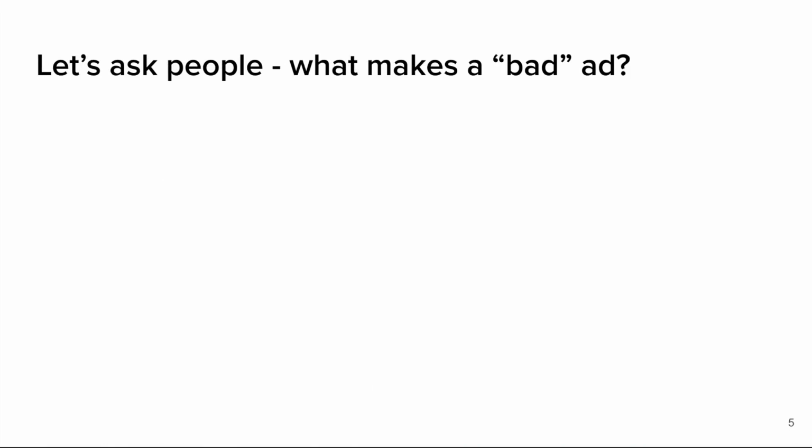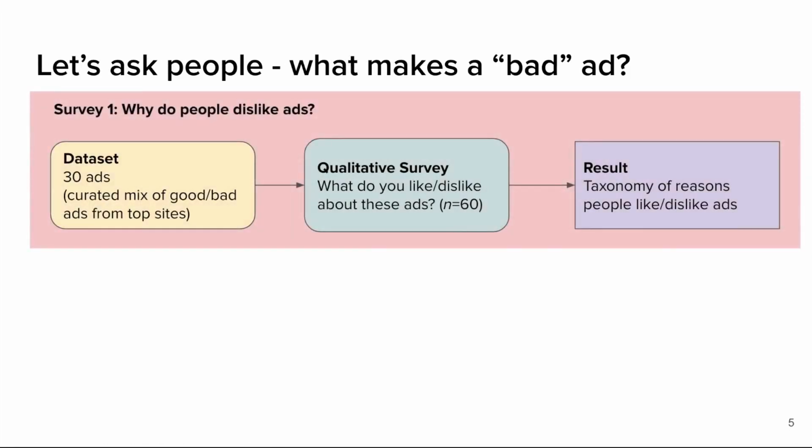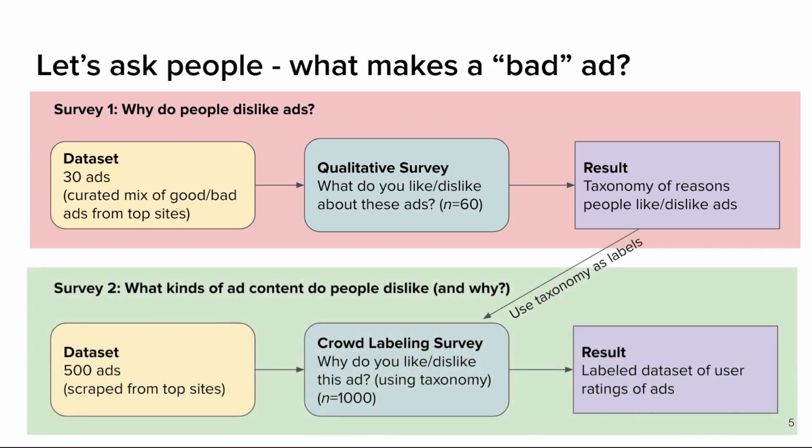To that end, we conducted a two-part study. First, we conducted a qualitative survey to elicit the range of possible perceptions that people had towards ads. We asked participants to describe their opinion of 30 different ads and use their responses to create a taxonomy of reasons for liking and disliking ads. Second, we wanted to find out what kinds of ad content were associated with people's reasons for disliking ads. For example, what products are common in ads that people find deceptive? We conducted a large-scale labeling survey where 1,000 participants labeled 500 ads using the taxonomy that we developed.